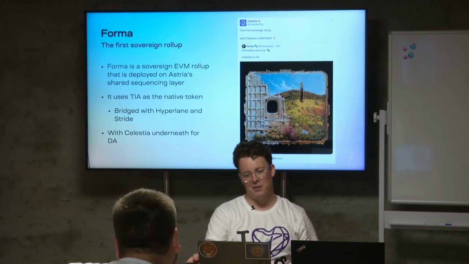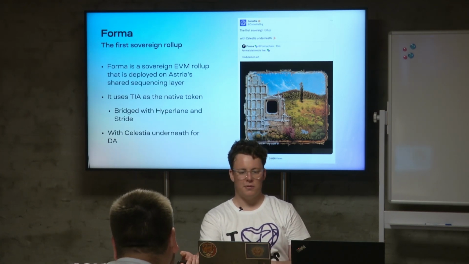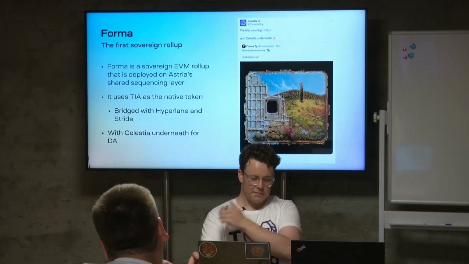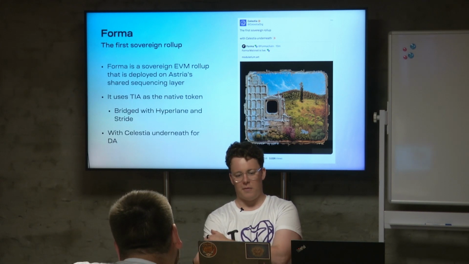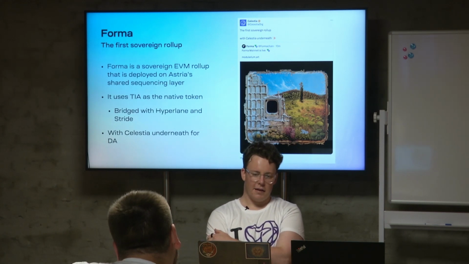So Forma is the first sovereign rollup that's live in production. Forma is an EVM rollup without settlement to Ethereum. I feel like that's important to note. It's just using the Ethereum virtual machine, and it's using Astria's shared sequencing layer. It uses TIA as the native token. So this TIA is something that we take from Celestia, we bridge it using Hyperlane and Stride, and then we can use it on our rollup. And of course, Forma is using Celestia as DA underneath.